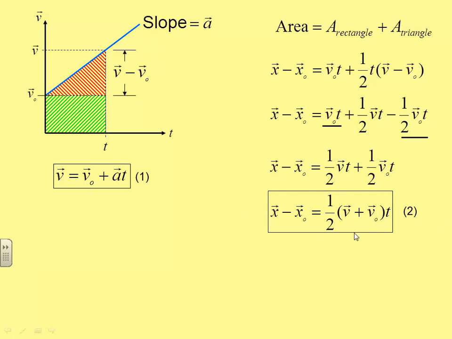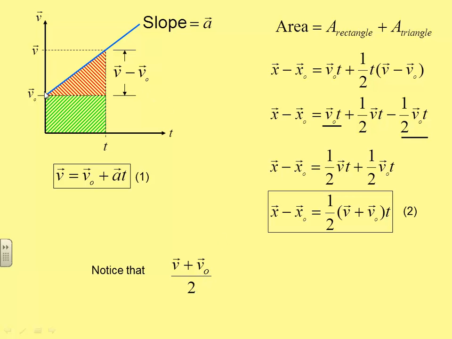Now look closely at this equation and you may see where it comes from. Consider, what is final plus initial velocity divided by 2? 1/2 times this quantity. What is that? Well, if you take the velocity you end up with and add the velocity you started with and divide by 2, that should be your middle velocity.